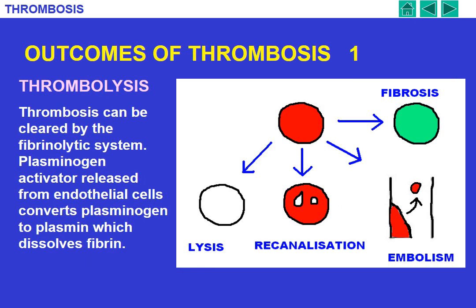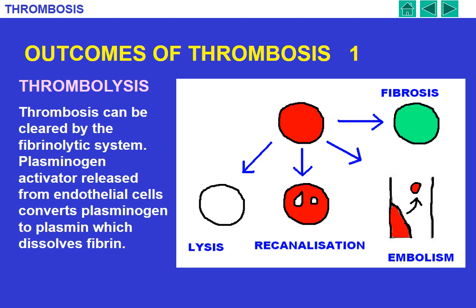What are the outcomes of thrombosis? First of all, thrombolysis can occur. If you examine the diagram, you can see a thrombosed vessel at the middle top of the diagram, and the outcomes are disposed around this. Thrombolysis is the first and desirable outcome.